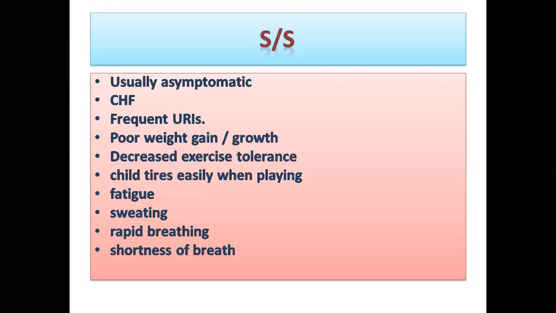The child used to show frequent upper respiratory tract infections. We can identify a history of frequent upper respiratory tract infections. The second one you can identify is poor weight gain or growth. The child has poor weight gain even though having a sufficient amount of nutritious food, because there is a demand for oxygen, so the systems can't function properly. The child neglects the feeding because the child can't take the feeding properly. The reason is the child demands excess oxygen due to the defect.